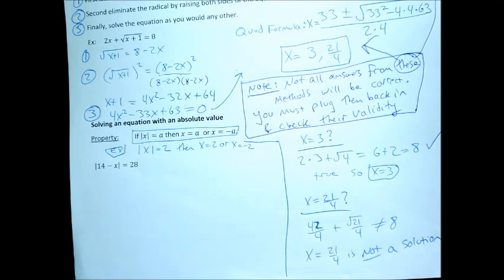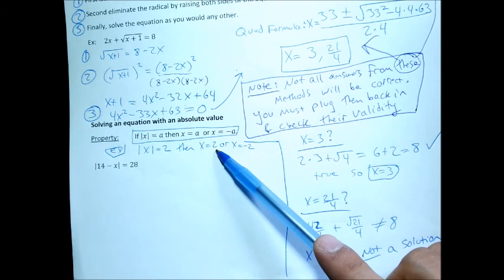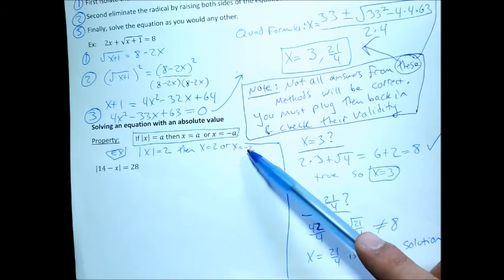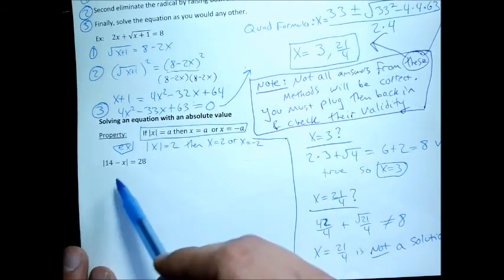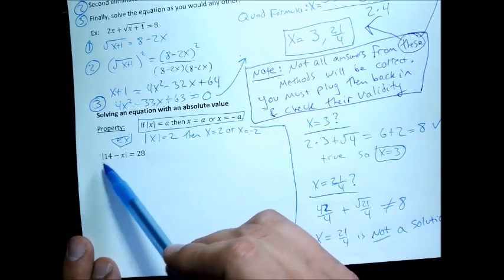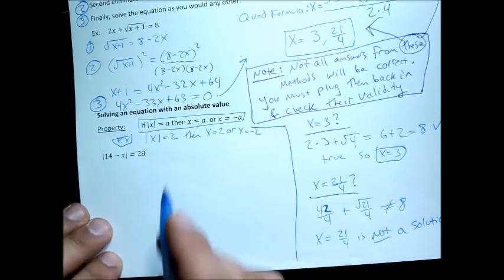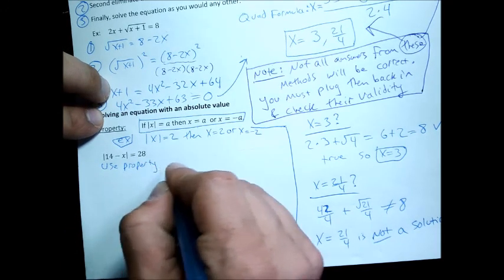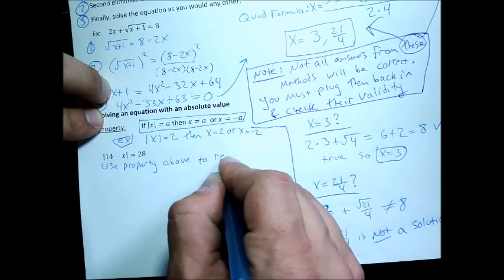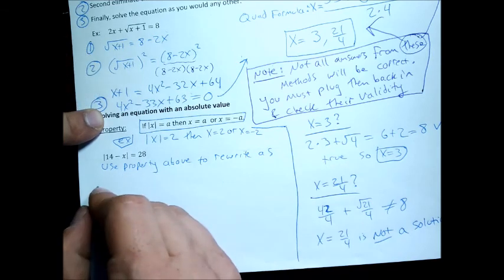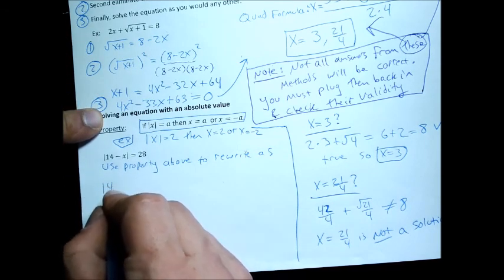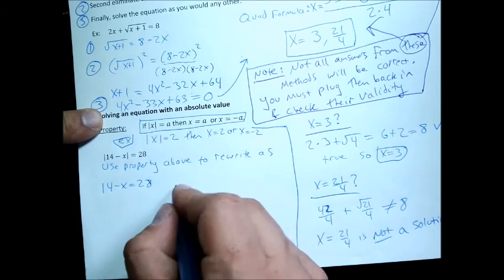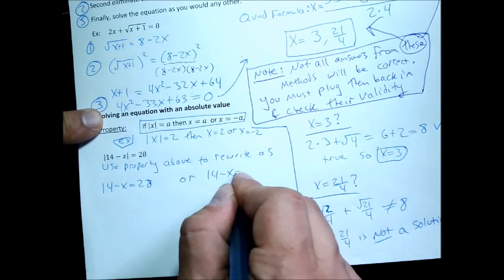And I know that's the basic definition of an absolute value, but that's how we treat equations inside of absolute value too. We write down two separate equations. One of them equals whatever's inside of there, and one equals the negative thing. So for example, on this first one, if we want to know the absolute value of 14 minus x equals 28, we use the property above to rewrite this as two separate equations. We drop the absolute value and we write 14 minus x equals positive 28, or 14 minus x equals negative 28.